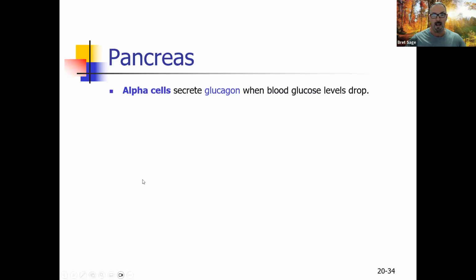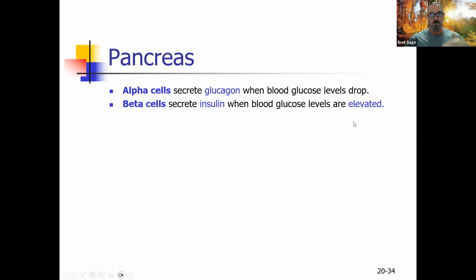More about the pancreas. The alpha cells secrete glucagon, which is produced when blood glucose levels drop, and this causes blood sugar levels to rise between meals. Beta cells secrete insulin when blood sugar levels are elevated. So when you eat a meal and the blood sugar goes up, the job of insulin is to get it back to normal. And when your blood sugar drops, the job of glucagon is to get it back up to normal by releasing sugar from your muscle cells and especially your liver.